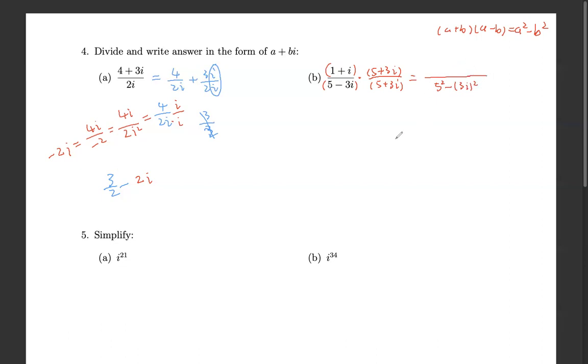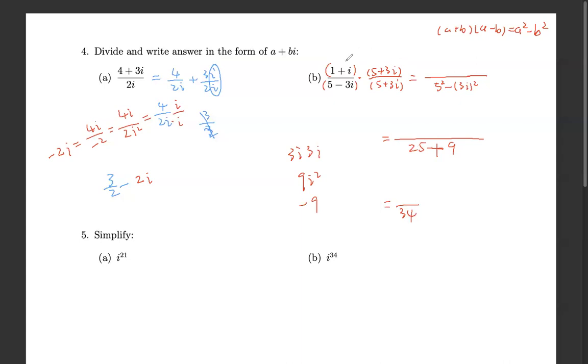The numerator, let's leave it. Let's do the denominator for now. 5 squared is 25, minus 3i squared. Well, let's do 3i squared on the side. That's 3i times 3i, which is 9i squared, which is -9. So 25 minus -9 becomes 25 plus 9. So the denominator becomes 34.